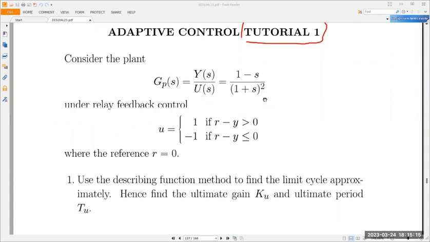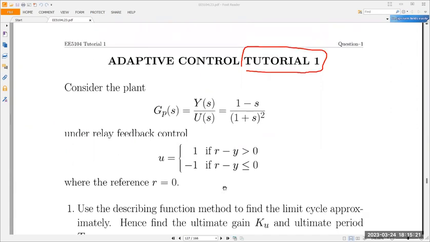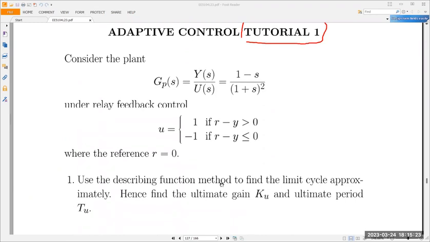All right, last week I said we do this tutorial. The question is on the relay auto tuning. We look at the question, and at the same time that will help us to revise the relay auto tuning that I taught last week. So now you have a plant and then it's connected to a relay.